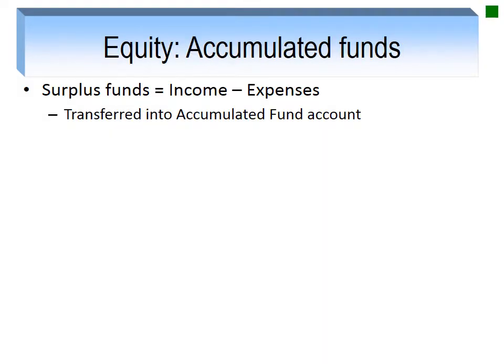The accumulated funds are therefore the surplus funds that have been made in the entity. It's the difference between income and expenses, and all of the surplus funds get transferred into this accumulated fund account. And that is the equity of the non-profit company. We're going to look at example 10.1 to see what the general ledger account for accumulated funds looks like.